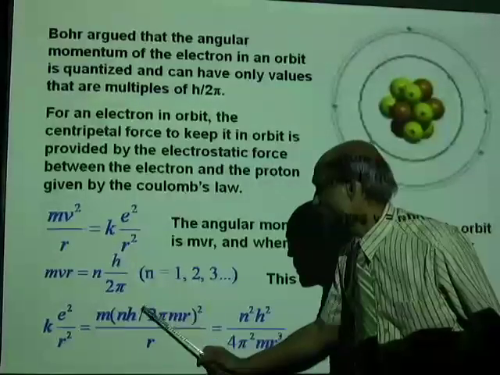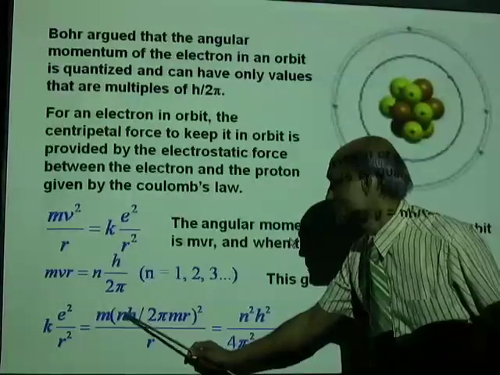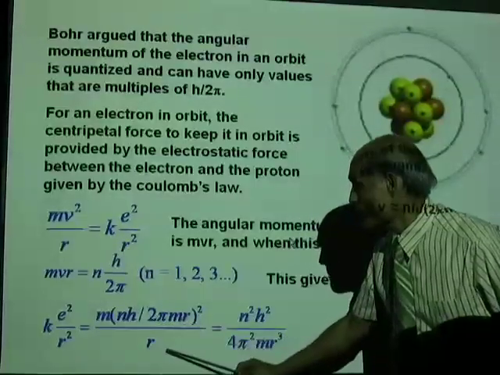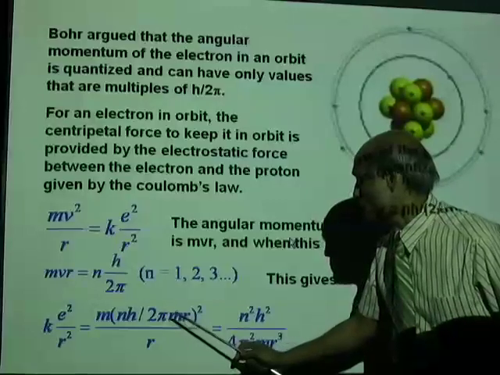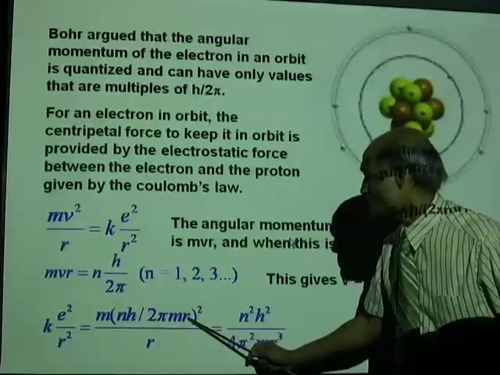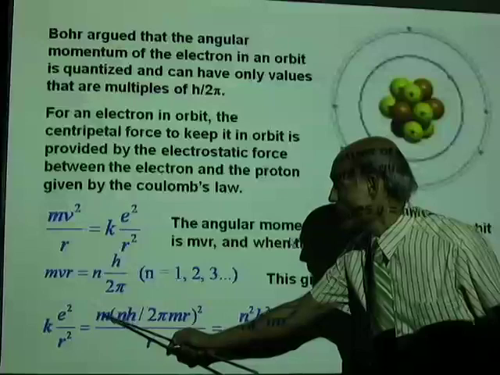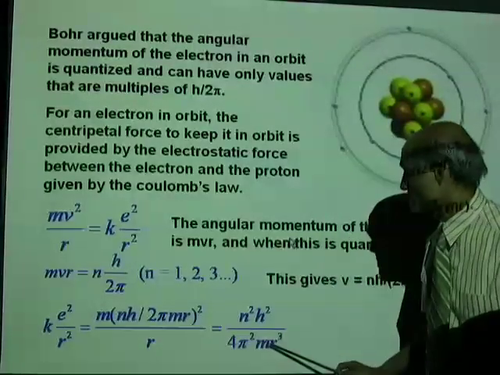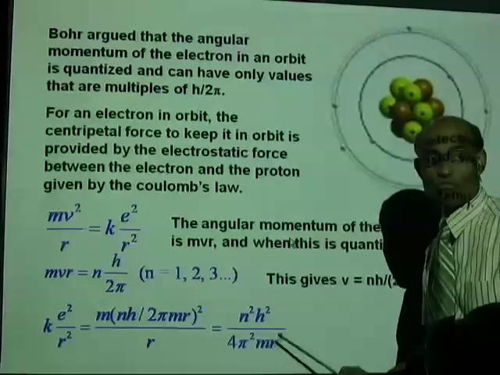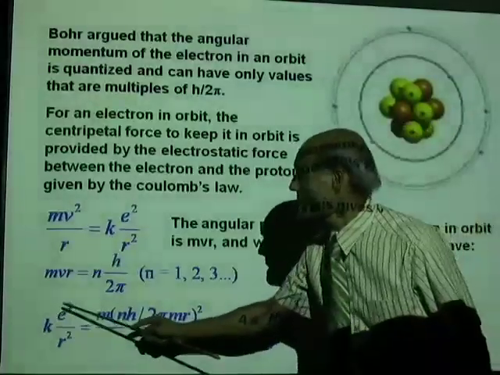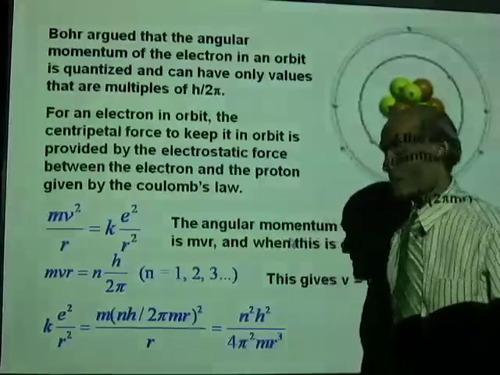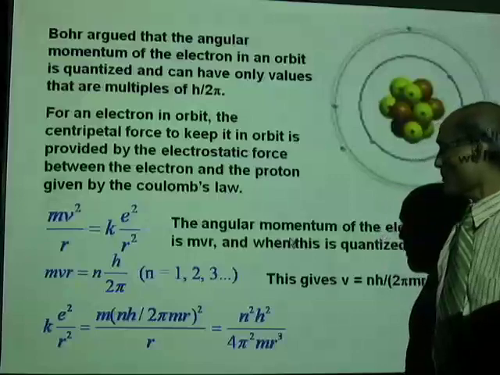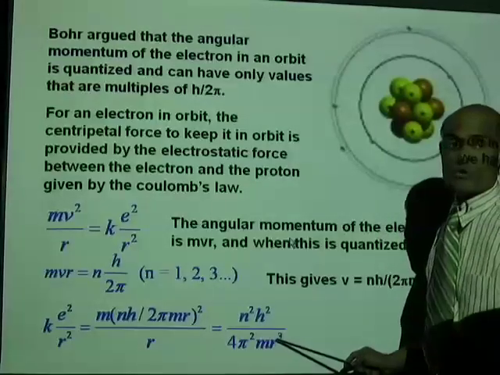If you square this quantity, on the numerator there will be n squared h squared, and the denominator will be 4 pi squared m squared r squared, and one m will cancel. This r and the r squared will become r cubed. So the simplified form will be k e squared over r squared equal to n squared h squared over 4 pi squared m r cubed.